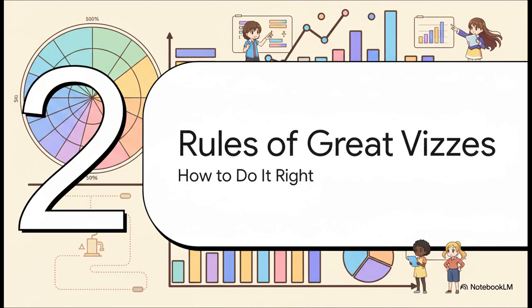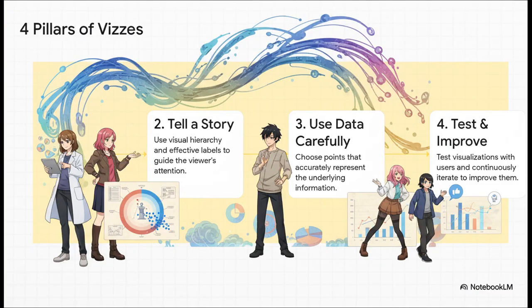Okay, so we've got the what and the why. Now let's get into the fun part, the how. What are the rules for creating really great visualizations, or vizzes as they're often called? Well, you could write a whole book on this, but we can really boil it down to 4 key pillars. First, simplify your view. Just keep it simple. Avoid all that distracting clutter, because less really is more.